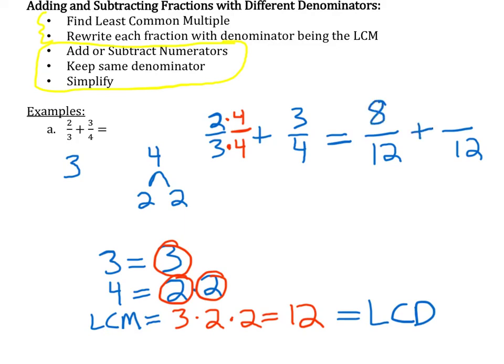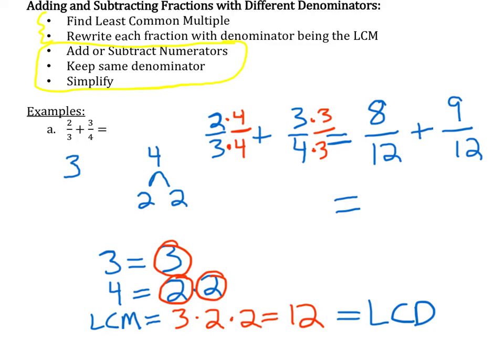Now we've got to do the same thing for 3/4. Well, going from 4 to 12, I multiply by 3. So if I do it to the bottom, I have to do it to the top. Remember, that's the same thing as multiplying by 1. 3 divided by 3 cancels to 1. And so 3 times 3 in that numerator there is 9. So 2/3 plus 3/4 has now become the addition of 8/12 plus 9/12.